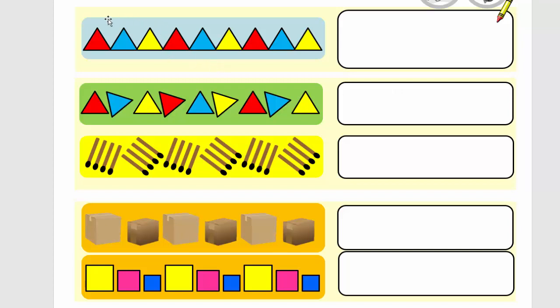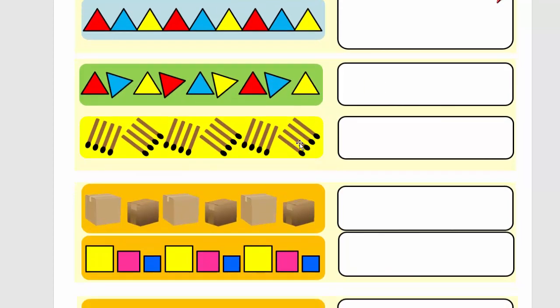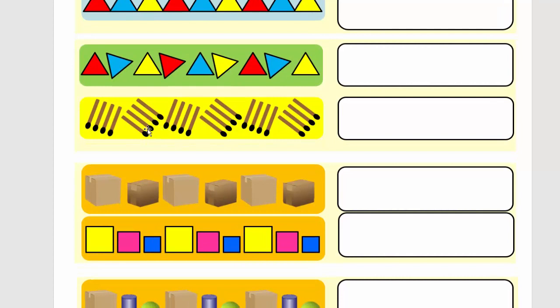Remember, here again, a pattern is all three of these triangles. So they need to repeat here, red, blue, yellow triangle. On this side again, they need to repeat red, blue, yellow triangle. Here again with the matchsticks, this forms one pattern. Matchsticks slightly to the left and then slightly to the right. Then slightly to the left, slightly to the right. So here they need to draw two groups of matchsticks to repeat one pattern. Here they just need to draw two boxes, a small and a bigger one.